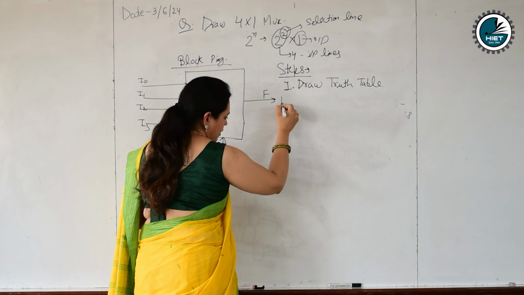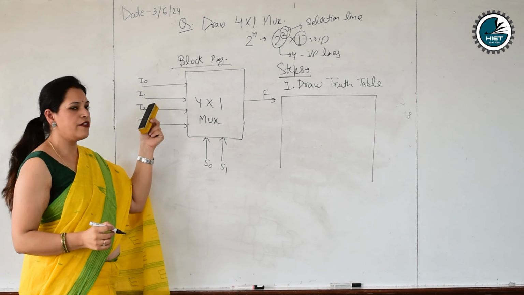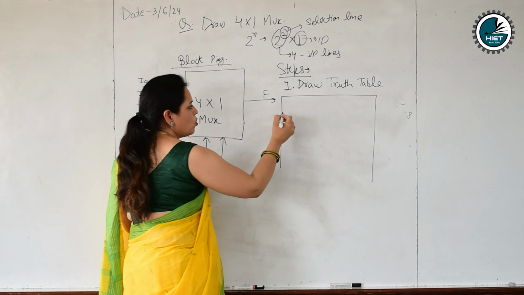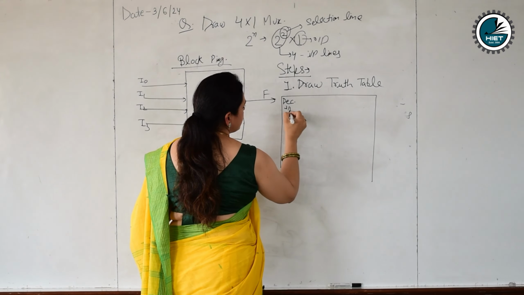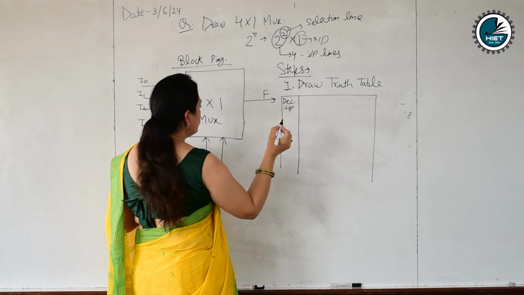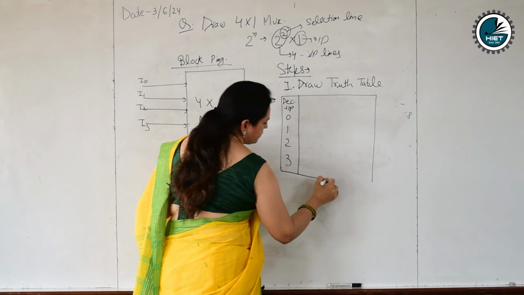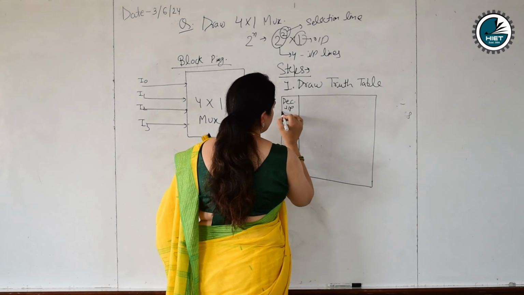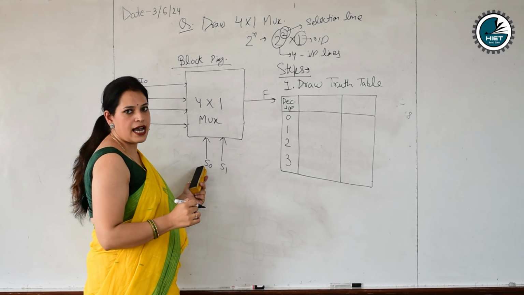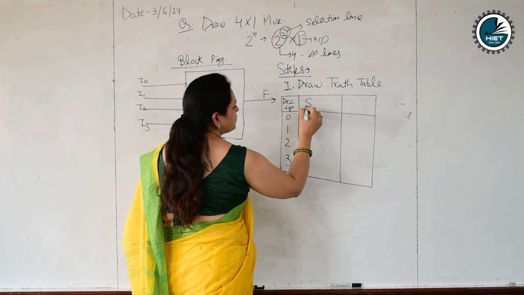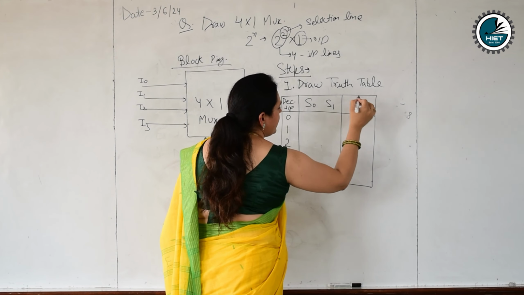Truth table. In this, we have the 4 inputs, I0, I1, I2 and I3. This shows the decimal inputs. How many inputs? There are 4 inputs, 0, 1, 2 and 3, and 2 selection lines, S0 and S1, and a single output that is denoted by F.